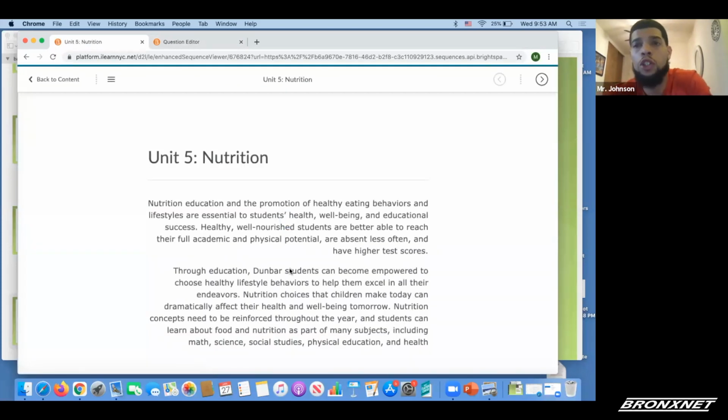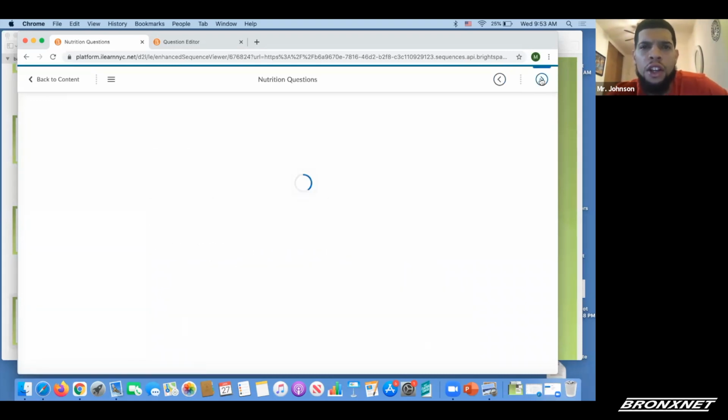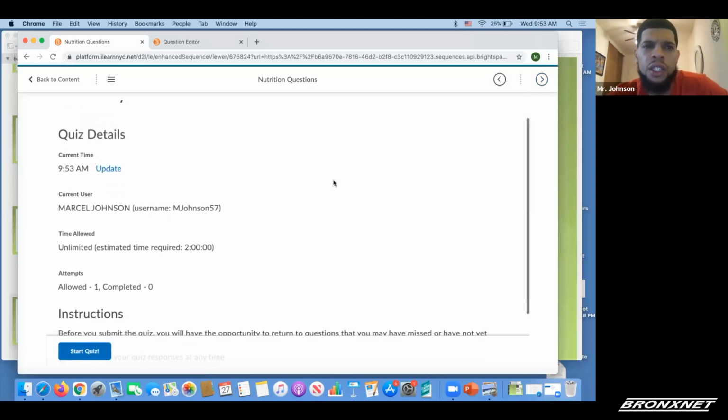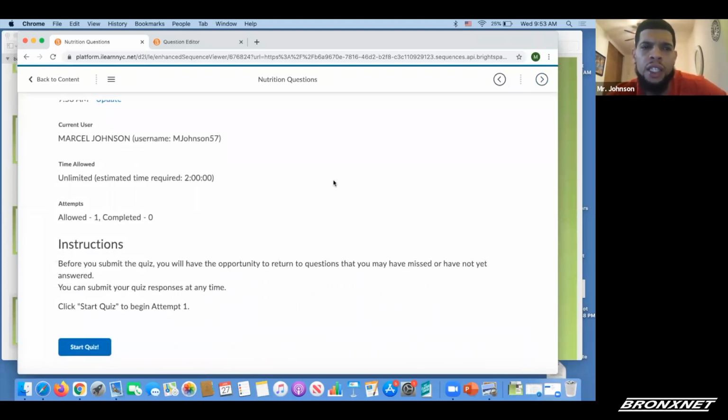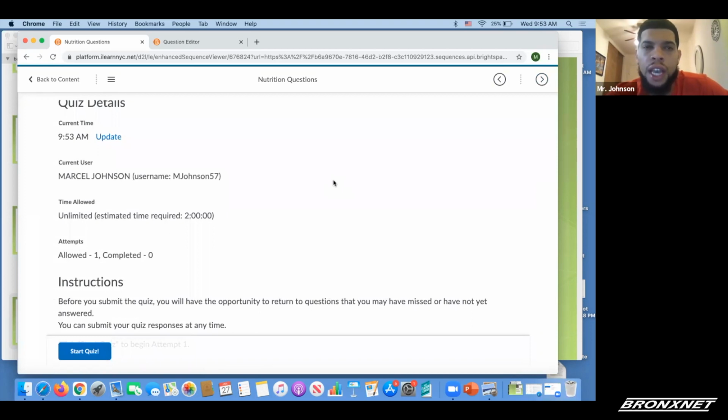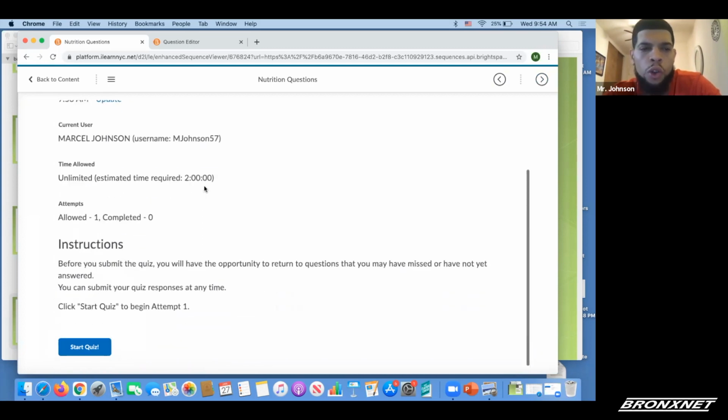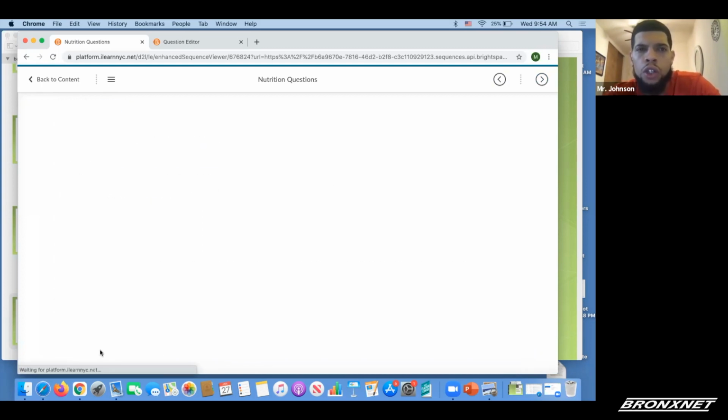So when you launch the unit, you're going to find yourself on this page. This is a description of what our nutrition unit is going to be about. I want you guys to briefly read through that. And then after you briefly read through that, you're going to find yourself on this quiz page. Now, the quiz has 2 questions, and the quiz focuses on our micro lesson that I just taught you on nutrition and nutrients. So all you have to do is start quiz.